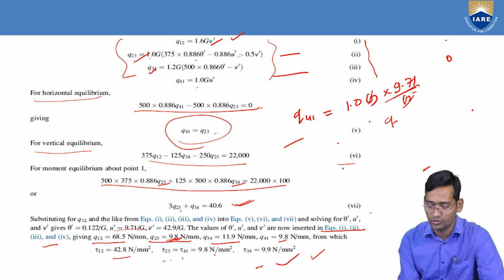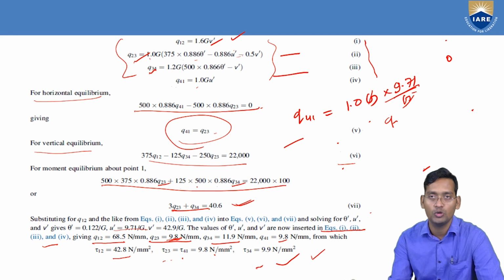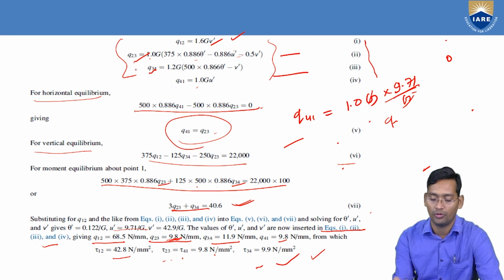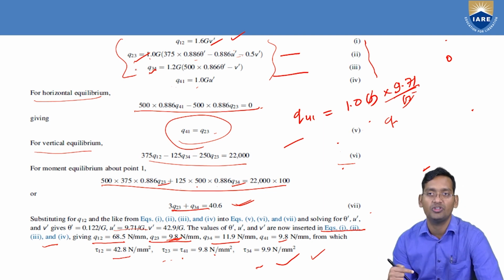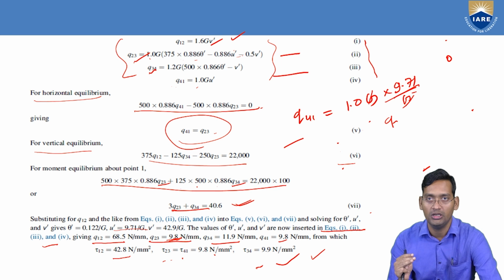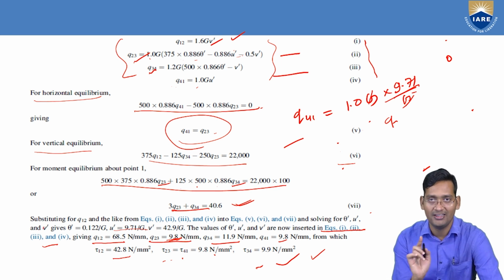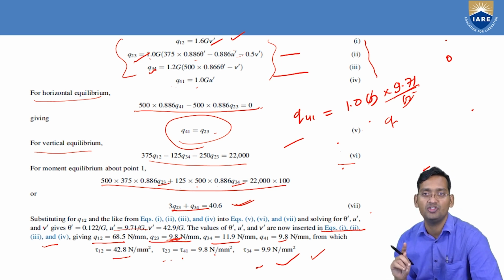So substitute here Q23. After simplifying this, you will get it. So substitute directly here Q23 and Q34 from here. Simplify. Another equation will be in terms of theta dash, u dash and v dash. So now 3 unknowns, 3 equations. Solve linearly. You will find the values of theta dash, v dash, u dash.